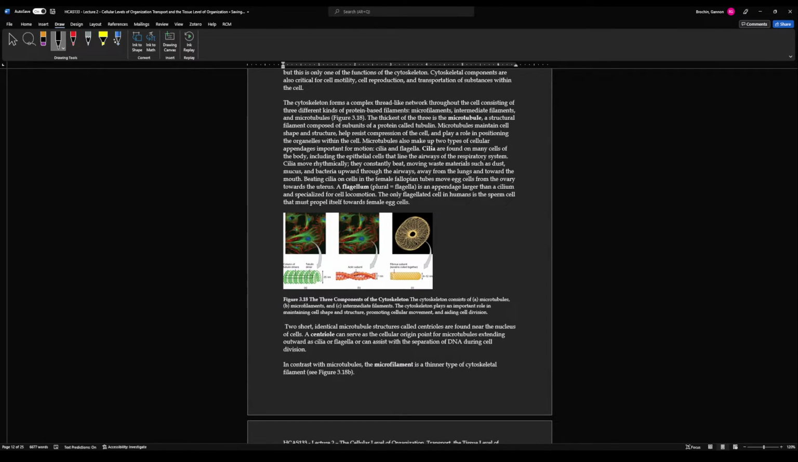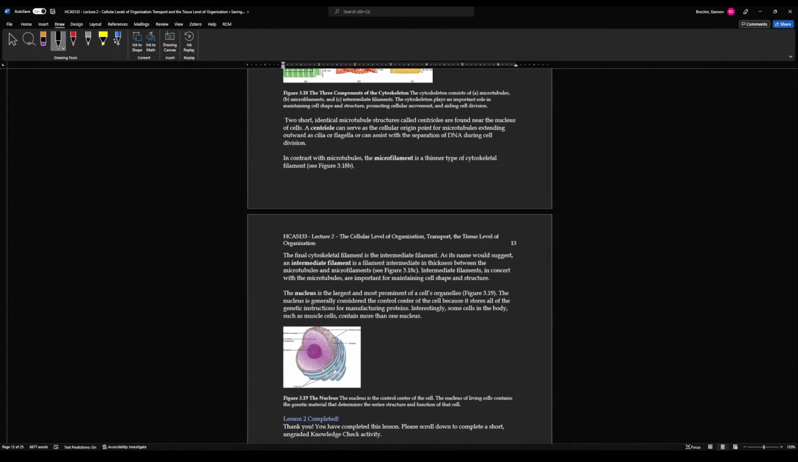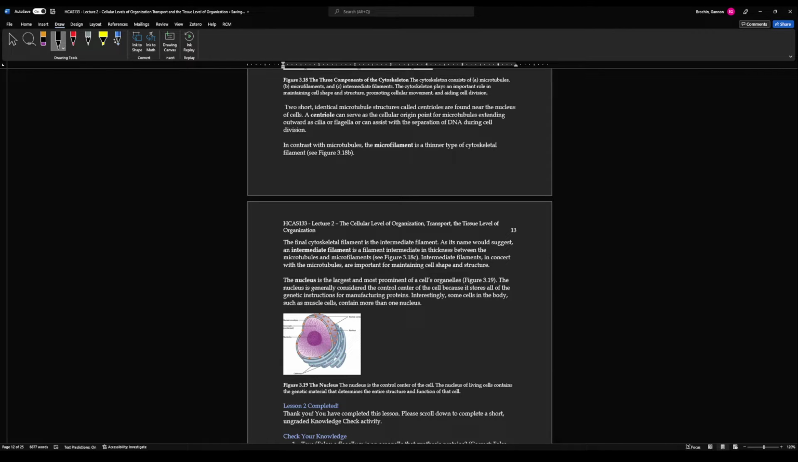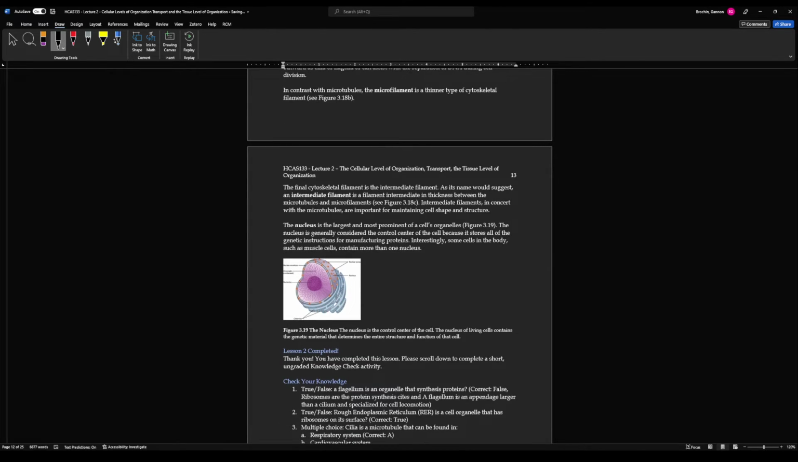Then we have something called the centrioles. Centrioles are very important in the processes associated with DNA separation during cell division as part of the cell cycle. And then we have microfilaments, and these are pretty small, and intermediate filaments, which again, they're intermediate and are important for shape and structure, just like all the rest of these.